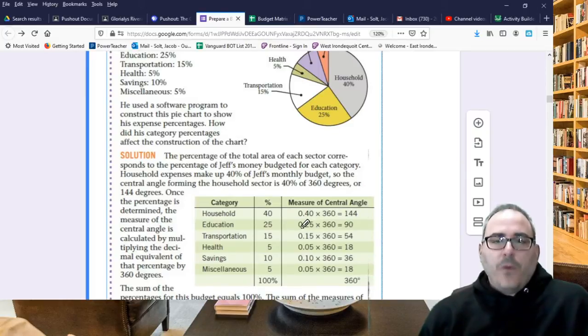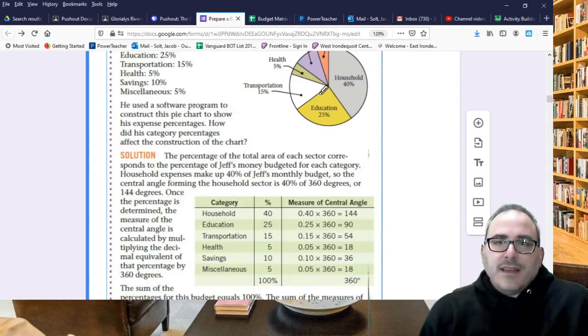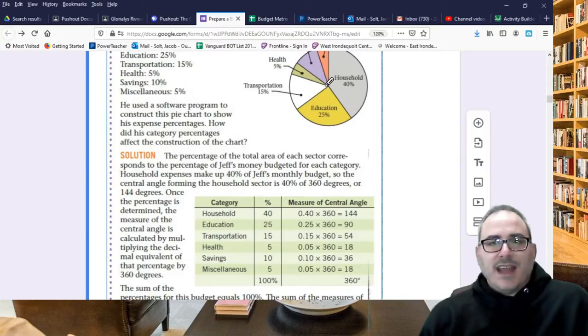25%, or 1/4 of 360 is 90 degrees. So that means I know now that this here is 90 degrees. And do you notice how that looks like a nice and square piece of a square right there, or a rectangle? Well, that's because it's 90 degrees. That angle measure there is 90, for those geometry enthusiasts out there.